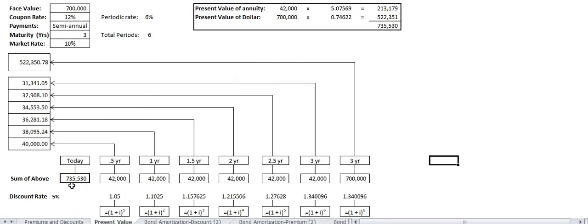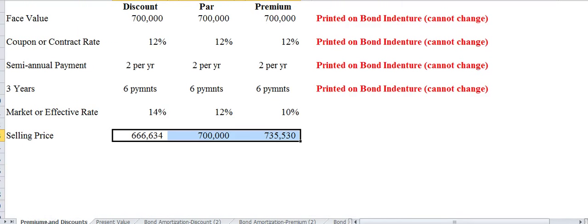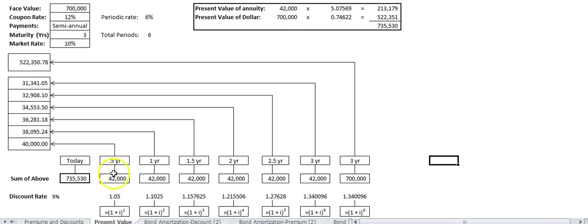So every asset is worth the present value of their future cash flows, right? And so if you look at an example of this bond, let's start with the first example. So let's say that the coupon rate is 12%. The coupon rate is 12% and the market rate is 14%.